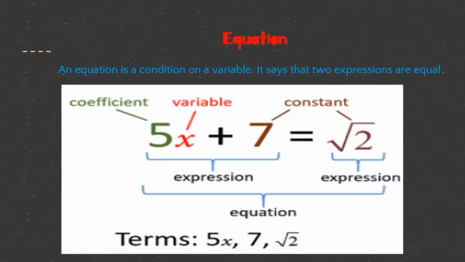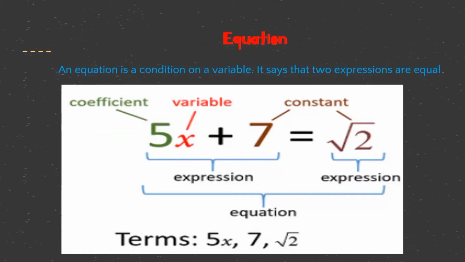Now, by watching this figure, you can see an equation. An equation is a condition on a variable. It says that two expressions are equal. Got it? That means two algebraic expressions joined with an equal sign are called an equation.